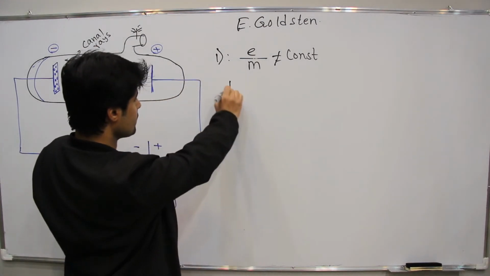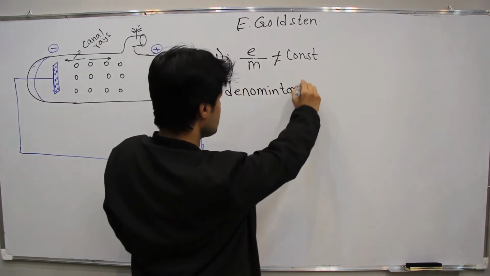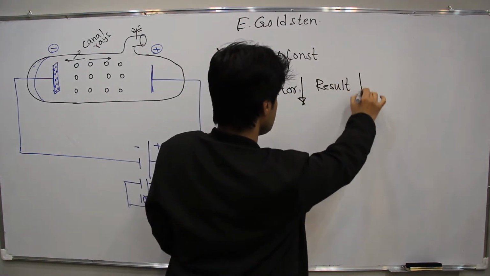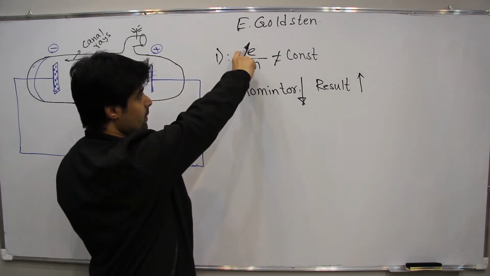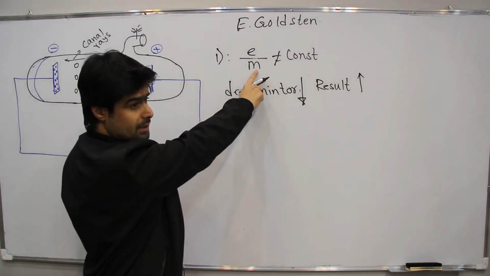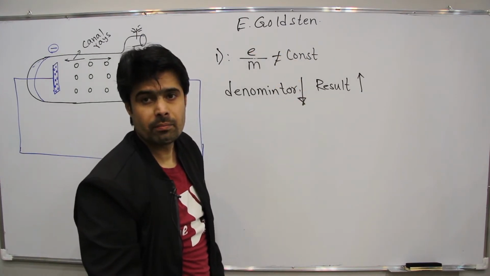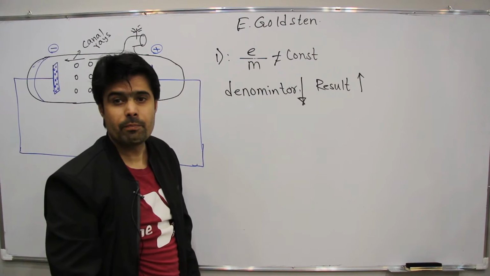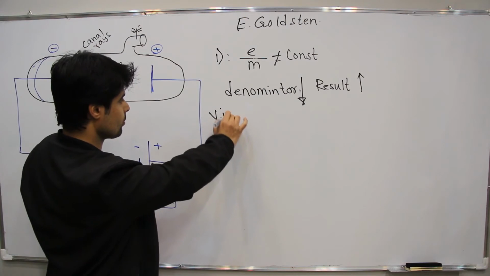I think if denominator is small, the result will be much high. For this division, if we take an element with the lightest or smallest mass, this division will be the maximum. Now, what do you think? In all the elements of the periodic table, which element is the lightest? This is very important.